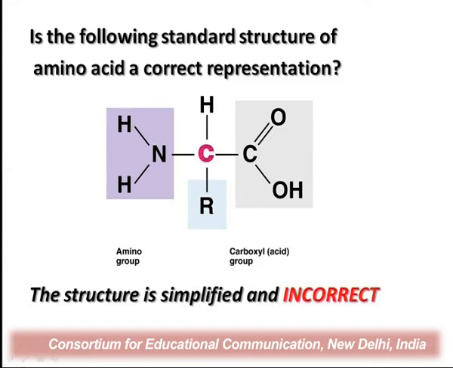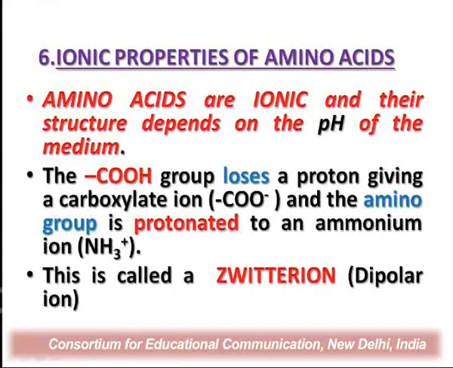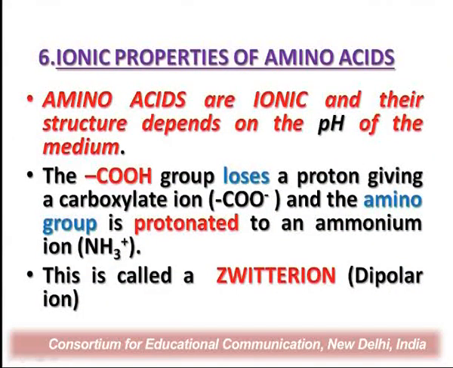So, when we say that an amino acid exists as a dipolar ion or a zwitterion, what we mean here is that in an amino acid, NH2 is the basic group and COOH is the acidic group. So, an internal acid-base reaction takes place, as a result of which the amino group is protonated into an ammonium ion and the carboxylic group loses its proton to form a carboxylate ion. As a result of this, we get a zwitterion. So, amino acids are ionic in nature, and you have to remember that the structure will depend on the pH of the medium, which I shall be discussing in detail.